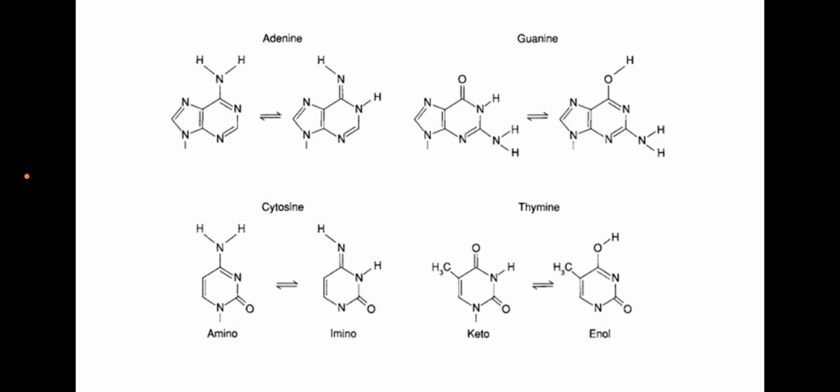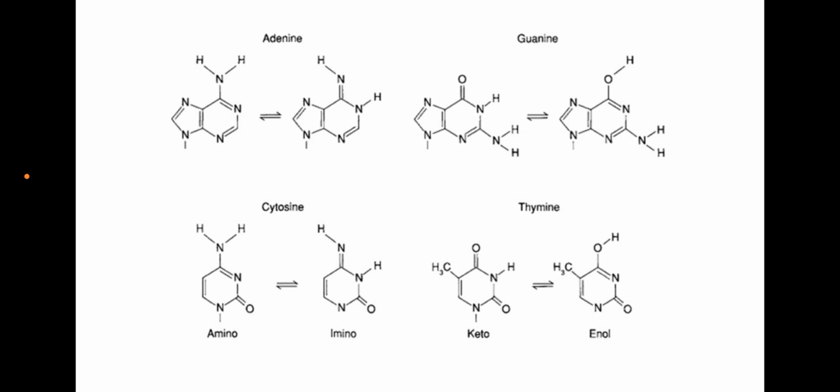For example, adenine has a functional group, an amino group, at the sixth carbon. So the sixth carbon is attached to a functional group that is called the amino group. When a proton from this amino group is transferred to the first nitrogen, the amino form changes into the imino form, by movement of a proton from this amino functional group to the other nitrogen atom present in this particular purine.